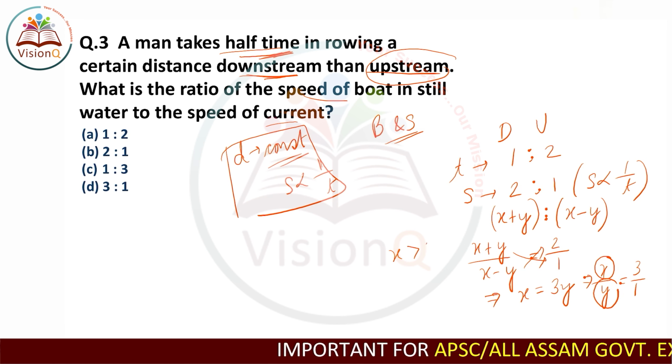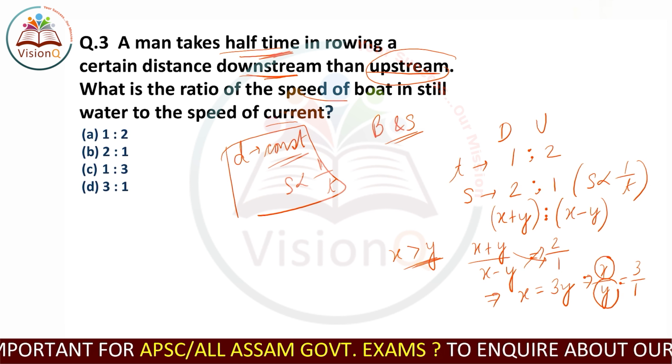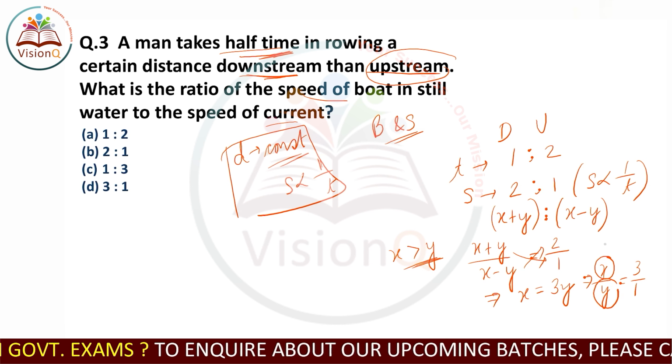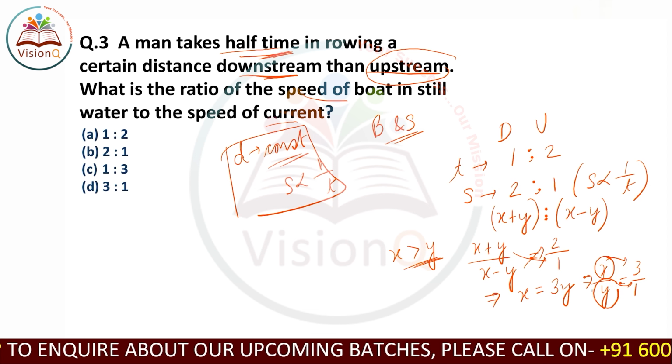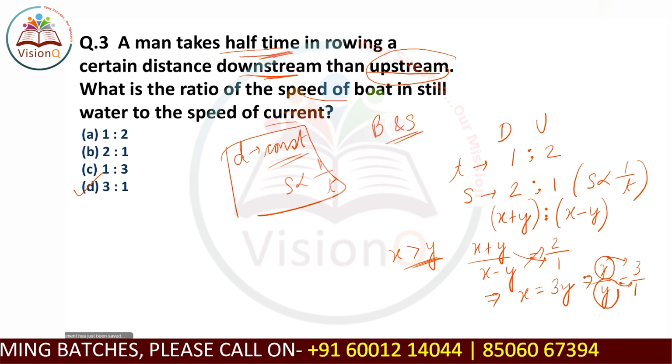Now out of the speed of boat in still water, x, and the speed of current, y, x should always be more than y, only then can the boat travel against the flow. The speed of boat should be more than the speed of current. So if x is 3, then y will be equal to 1. That is, x is to y is 3 is to 1, which is option D.